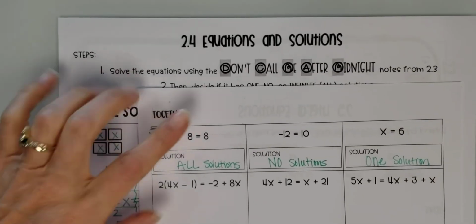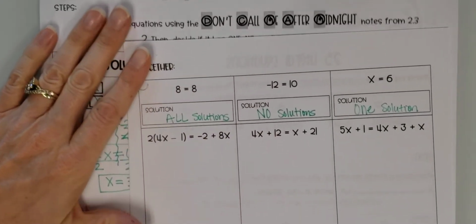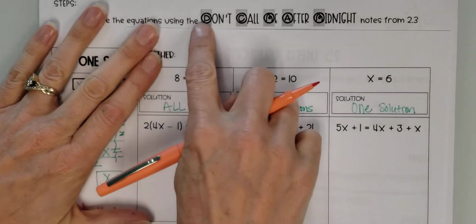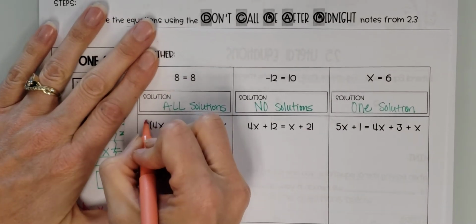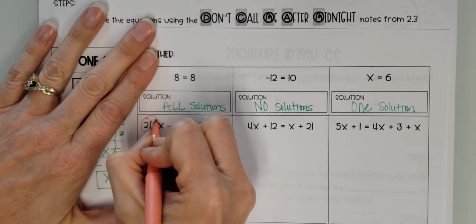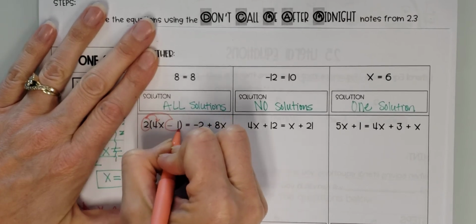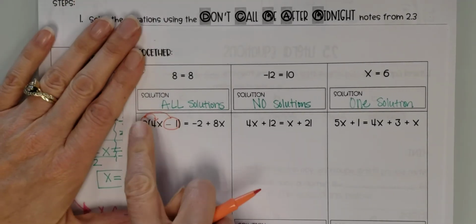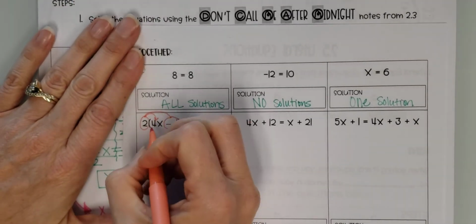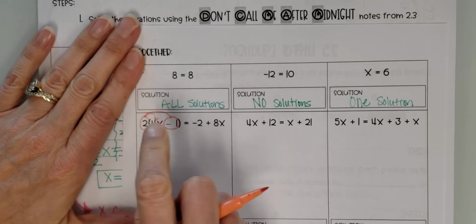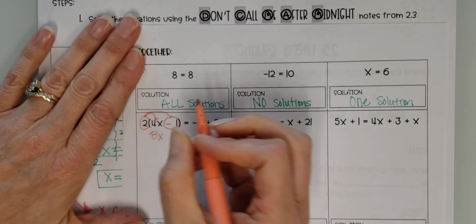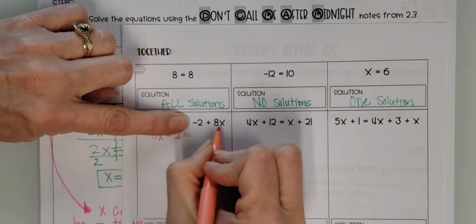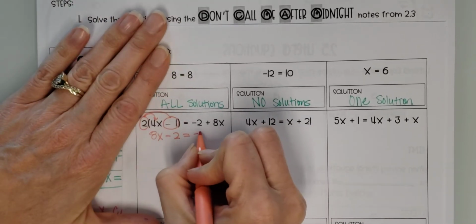Okay, so we're going to start this one. I'm just going to keep this right here so we have the steps in case we're not sure what the steps are. But the first step is D, which is distribute. So I've got right here where I need to distribute into this set of parentheses. Remember, distribution is multiplication. So 2 times 4x will give me 8x. 2 times negative 1 will give me a negative 2. And then I don't have any distribution over here, so I'm just going to rewrite it.